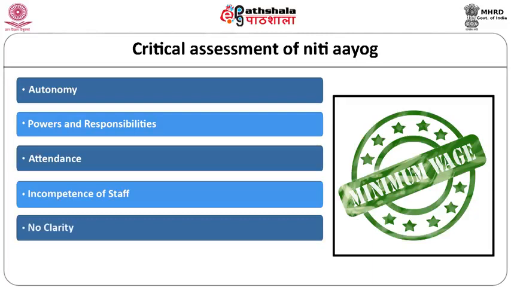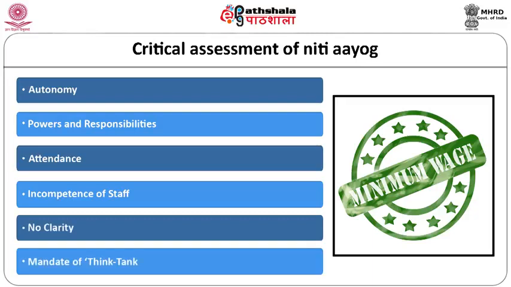No clarity. There is no clarity about whether 5-year plans shall be continued after the 12th plan finishes in March 2017 or not. Neither is there any clarity on the role of National Development Council, Governing Council, and Interstate Council, which may lead to policy conflict.